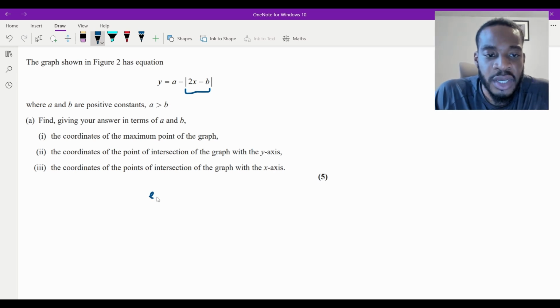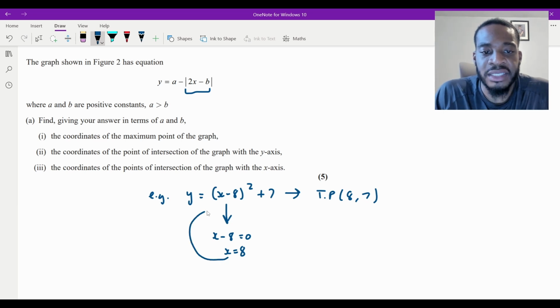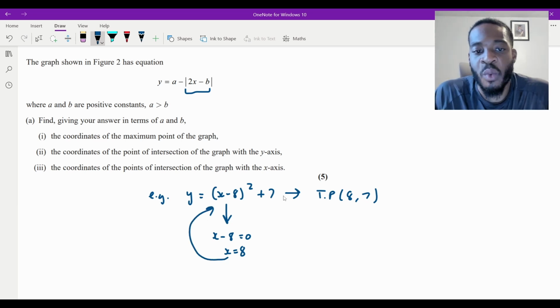For example, let's just say I have y is equal to x minus 8 all squared plus 7. From our rules, we know that the turning point is just going to be 8, 7, right? But imagine I didn't know that. Let's just make this equal to 0. x minus 8 is equal to 0. x is going to equal 8. And then if I plug 8 into there, then that will disappear and it'll give me y equals 7. So it literally works the same way.